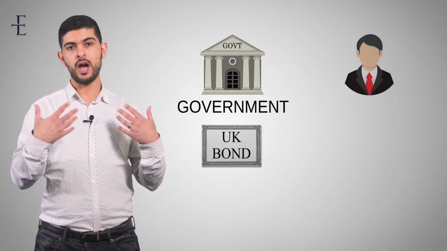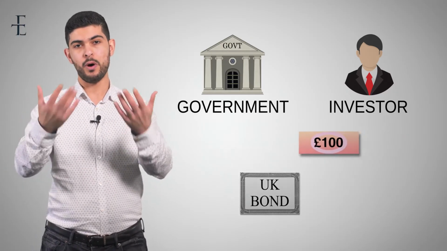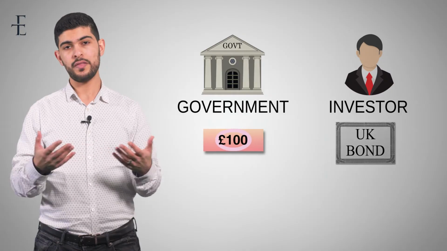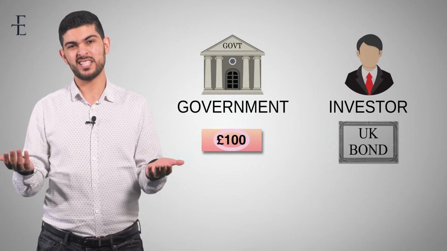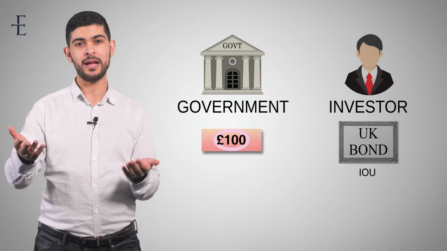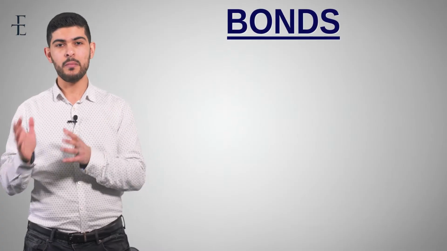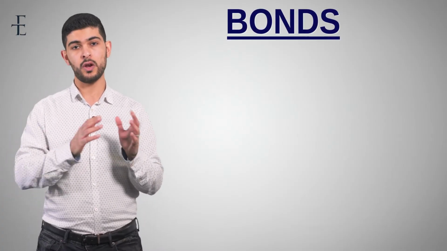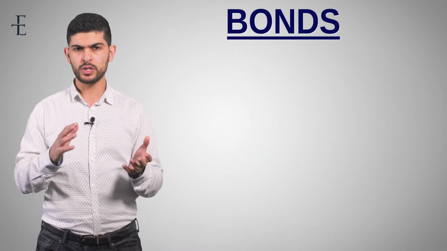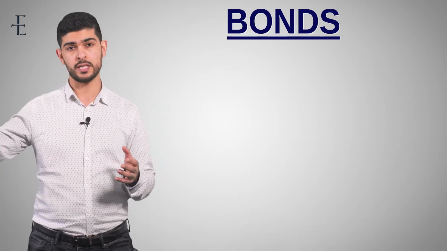Let's say I'm the UK government and you are an investor. You buy my bond. In return, you get this thing called a bond, which in essence is just like an IOU. You get a piece of paper that says, hey, you lent us £100 and we're going to pay you that back plus interest. Now, it's important to understand that there are long-term and short-term bonds. A short-term bond is usually around 3 months, and a long-term bond can be something that's 30 years.